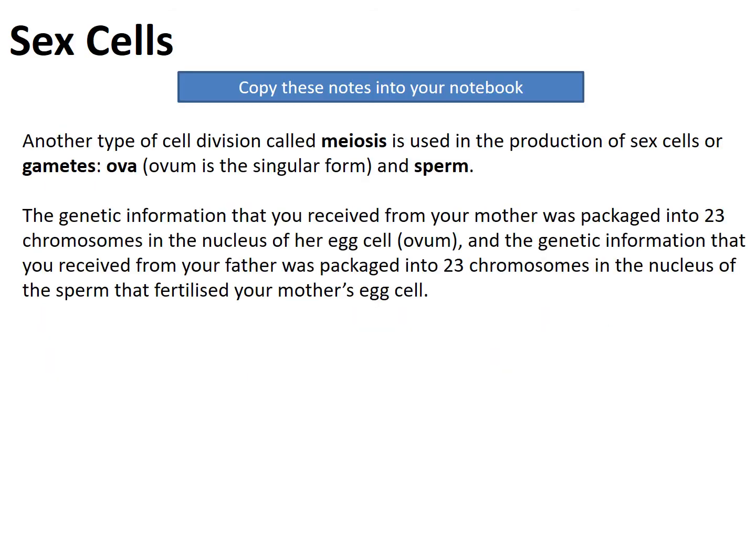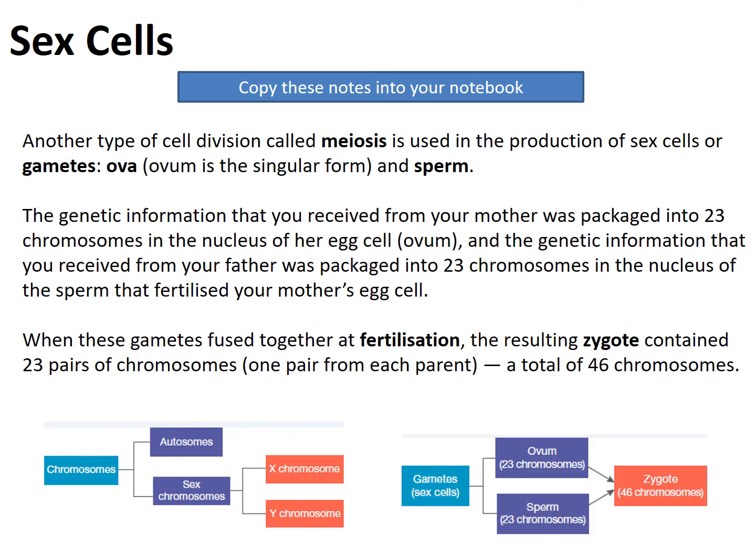I'd like you to copy these notes into your notebook also. Sex cells. Another type of cell division called meiosis is used to produce sex cells or gametes, which are known as ovum in singular form, which is the egg, and sperm.